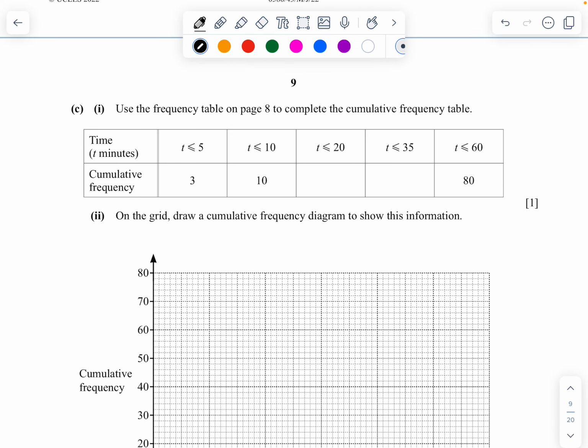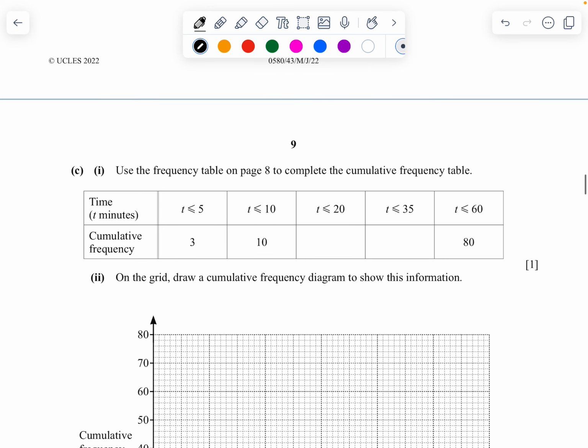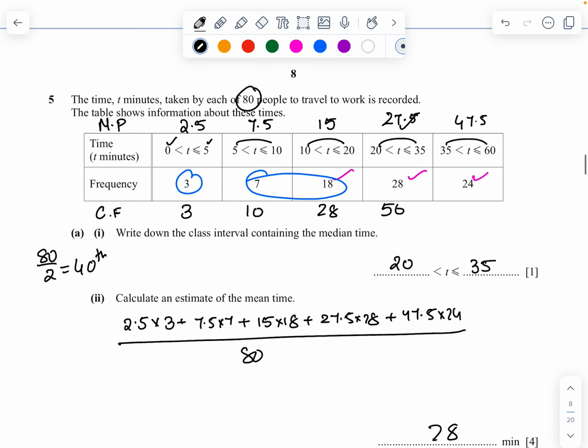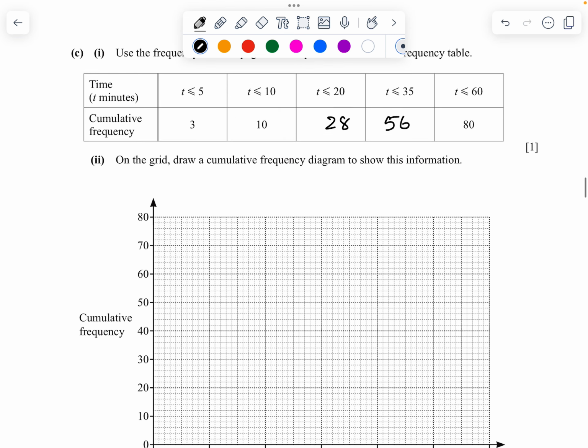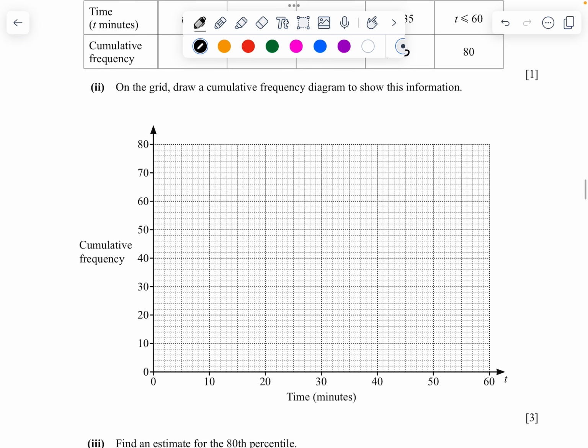Using the frequency table on page 8, complete the cumulative frequency graph. So 3, 10, 28, 56 we have just done. On the grid, draw the cumulative frequency graph.